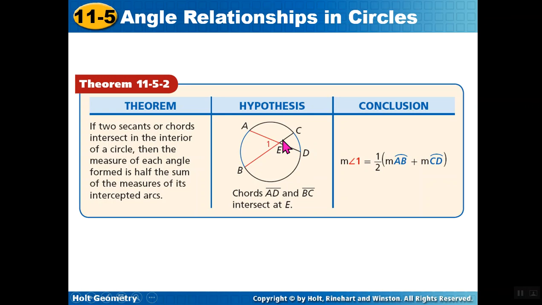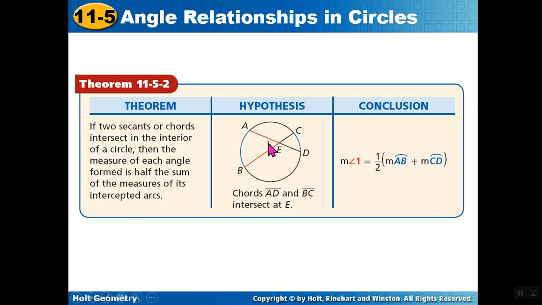In the previous theorem, if you remember, the secant and tangent intersect on the circle. But here they intersect inside the circle, and here we have two chords. There we had a secant and tangent, or chord and tangent. Okay, if the two secants or the two chords intersect inside the circle, how much is this measure?